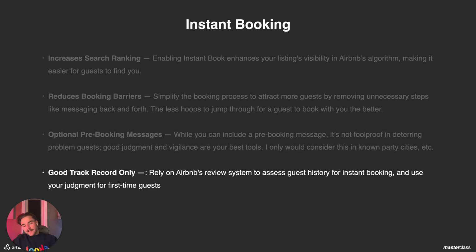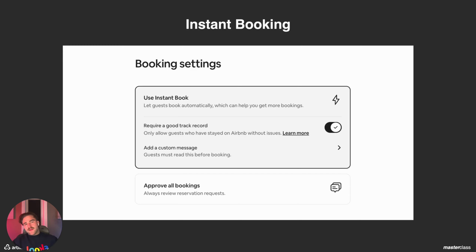And the reason being is Airbnb actually has a setting to only allow instant book capabilities if they have a good track record with Airbnb already. So rely on Airbnb's review system to assess guest history for instant booking and just use your judgment for the first-time guest. It's the best you can do. It's not foolproof. And then this is what I mean. So instant book is on. Only guests who have stayed on Airbnb without issues can use instant book, and then ones that haven't had a good track history can just inquire and they have to message you and you can accept or decline. Feel free to experiment if you disagree, but I think this is correct.